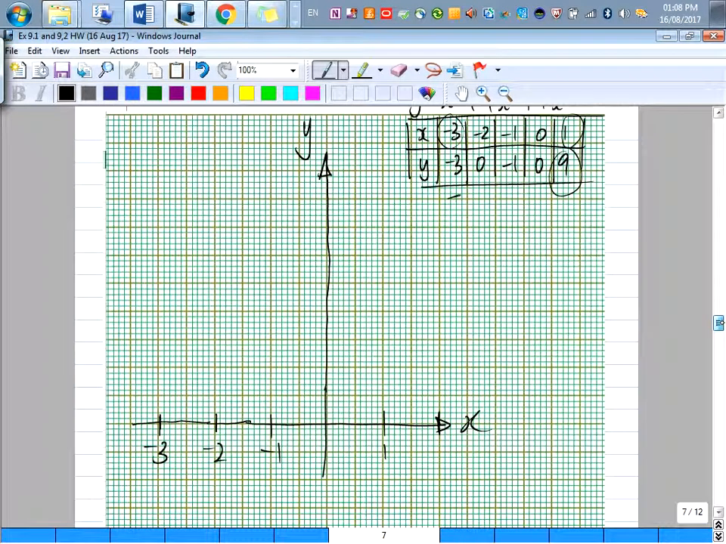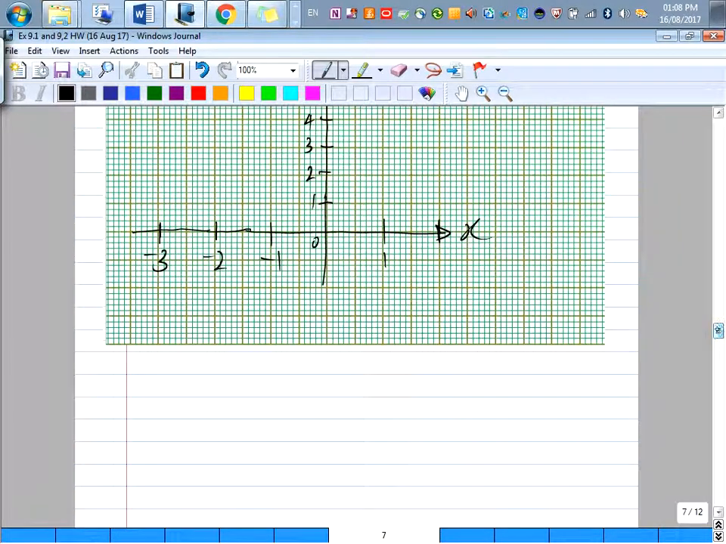And the y values will be from 1 cm to 1 unit. So 1, 2, 3, 4, 5, 6, 7, 8. Not long enough. Nine. And it goes down to -3. -1, -2, -3.